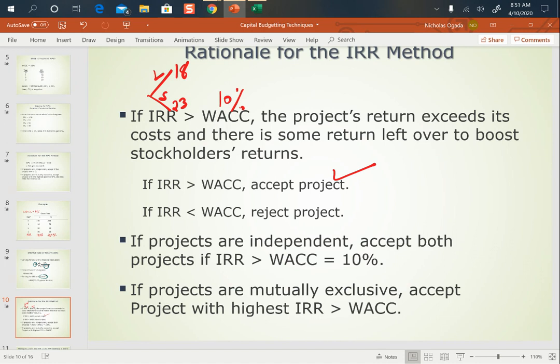But again, this will also depend on the nature of the project. If projects L and S are independent projects, then you're going to accept both if the internal rate of return is greater than the weighted average cost of capital. In our example for project L and for project S, you're going to accept both of them because there's an 18% and a 23% as the internal rate of return, which is again more than the 10%, which is the cost of capital.